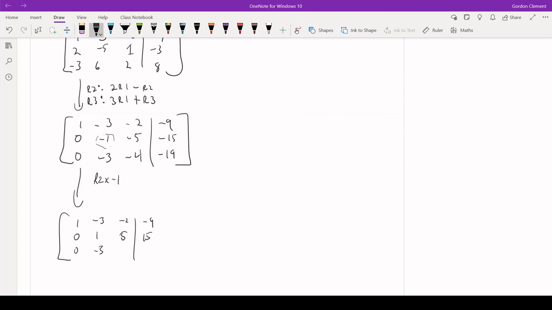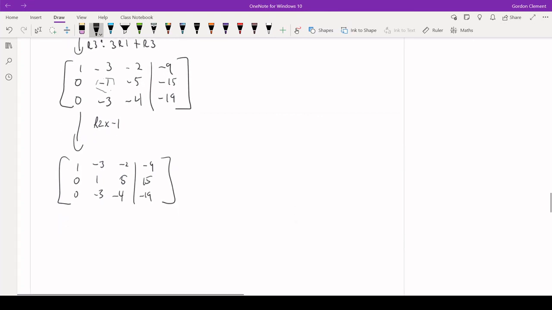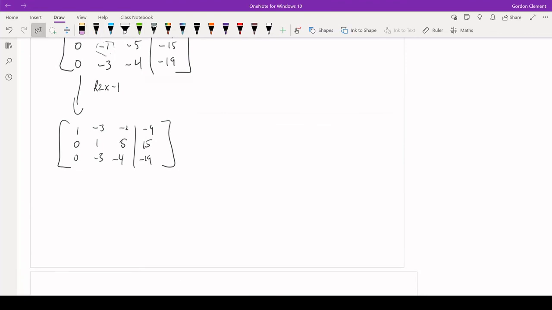Row 2 is going to stay the same. Sorry, row 2 is going to change to all positives now. Row 3 is going to stay the same. So we have that now. Now, we want to turn this to a 0 next.